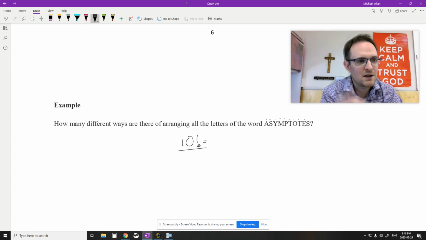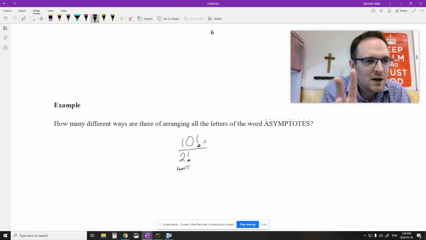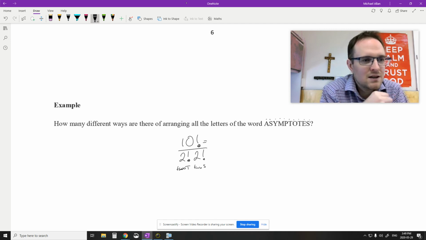Well, where did the four come from? First of all, you divide by two factorial because of the two T's. Okay, so we have two T's. Then we're going to divide by two factorial again because we have two S's. I think that's all the repeating letters in there.